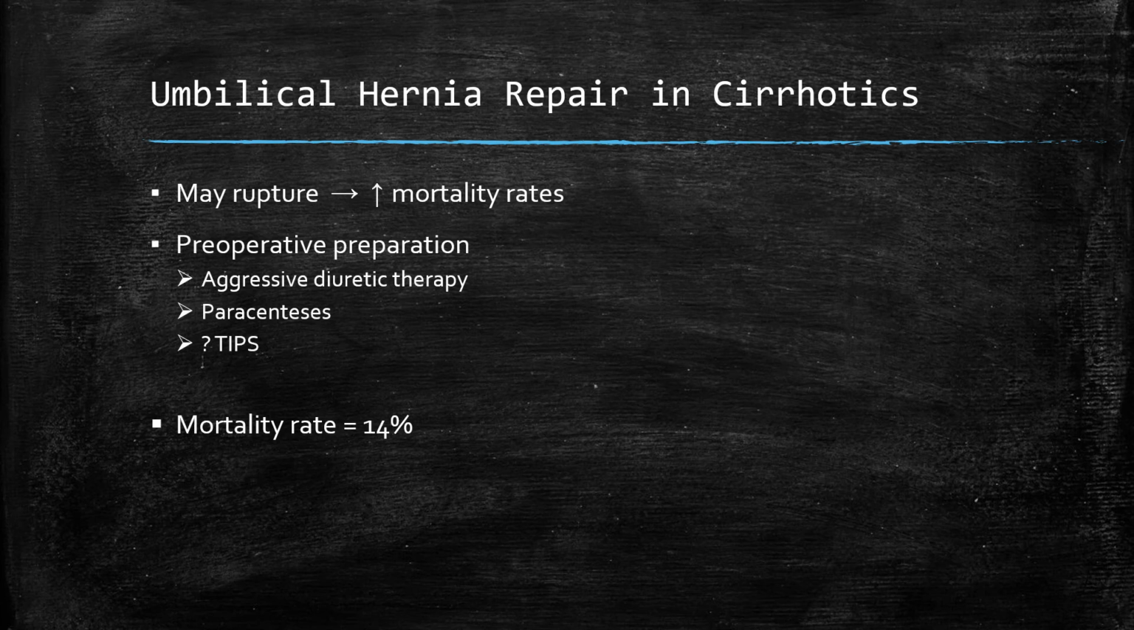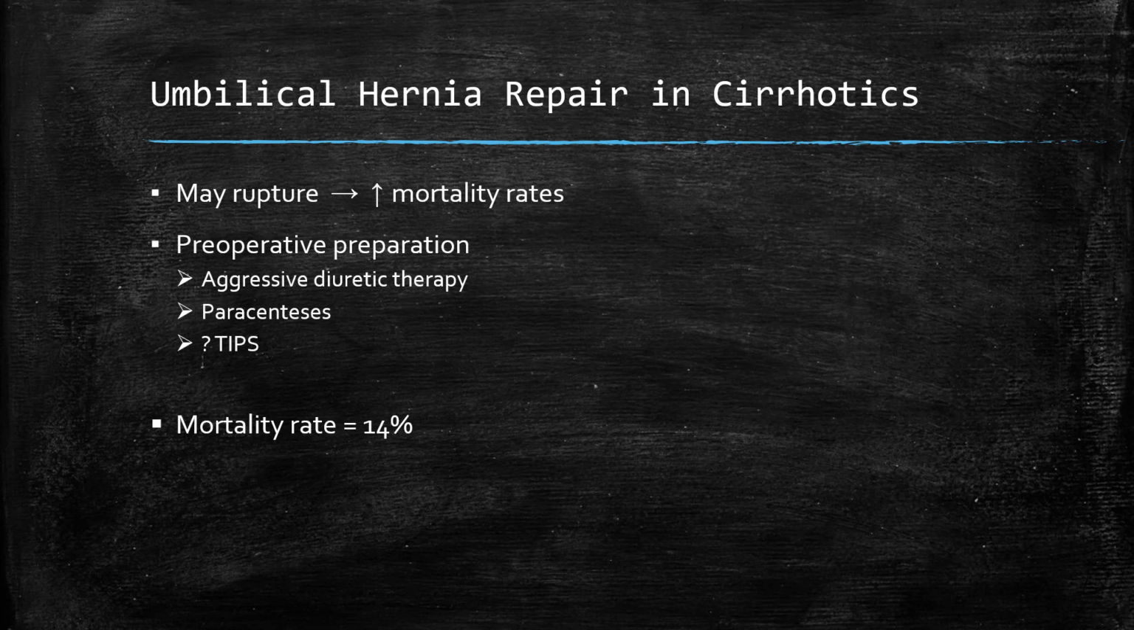It's reasonable to consider surgery in a well-compensated cirrhotic, but it's mandatory that you be able to control their ascites. This may require aggressive diuretic therapy with Lasix and spironolactone. It likely will require large volume paracentesis, and maybe even a procedure like TIPS to get the ascites under control. If the ascites is not manageable, then there's no sense operating because the recurrence rate will be too high.